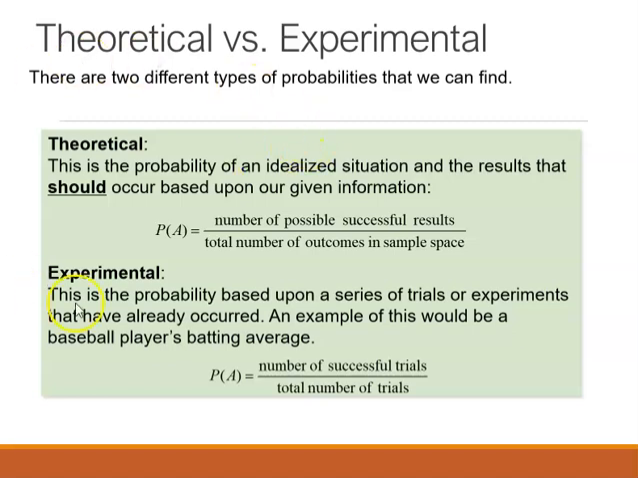Another example of experimental probability would be a baseball player's batting average, right? You don't know what their true batting average is. You just know what's happened so far this season, right? So your number of successful trials in a batting average situation would be hits, and the total number of trials would be at bats. Everybody's okay there?